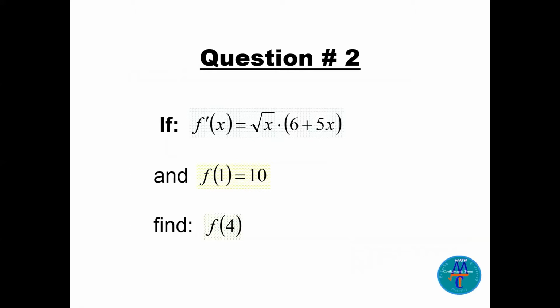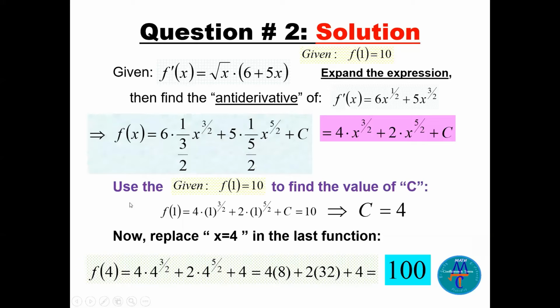Question number 2. If f prime of x is equal to square root of x times 6 plus 5x, and f of 1 is equal to 10, find f of 4. So from f prime here, we need to find the antiderivative, which is f of x. So here we expand first. We multiply square root of x, which is x to the power half, times 6, which will be 6 times x to the power half. This is the same as the given f prime of x, plus 5x to the power 3 over 2. 3 over 2 is coming from 1 here, plus the half.